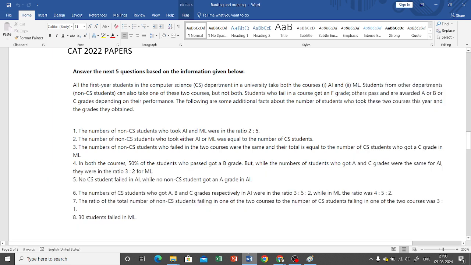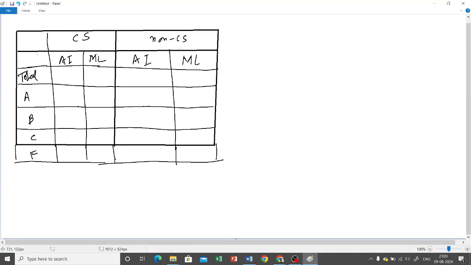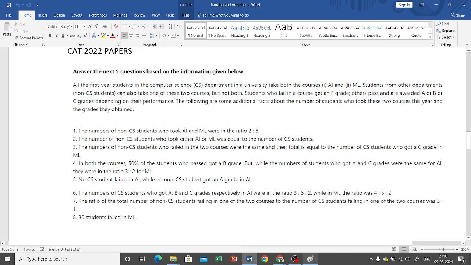Now see, it is telling the number of non-CS students. It will be easier for me to visualize this sum. The number of non-CS students who took AI and ML are in the ratio 2:5. তাহলে non-CS কোথায় আছে? এটা হচ্ছে আমার non-CS। AI ML কত রেশিওতে নিয়েছে? 2:5. So 2x and 5x. এটা বুঝতে পেরেছো নীলাদ্রি, সুপ্রতিম? Yes. 2x and 5x.